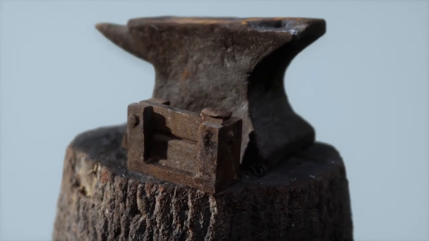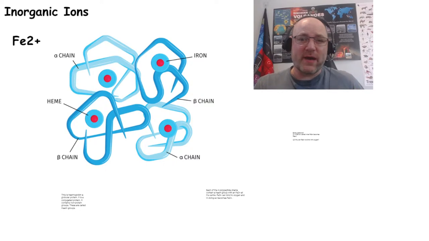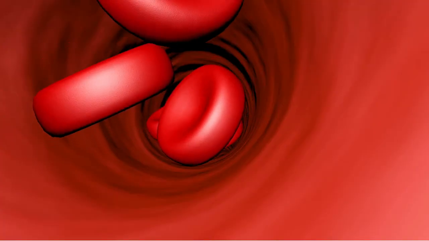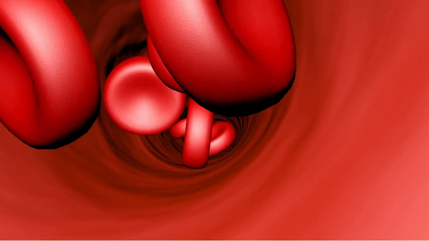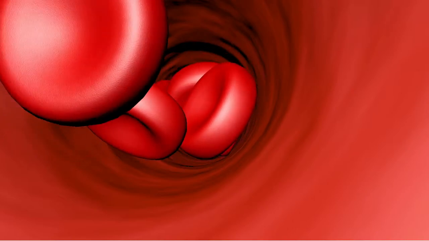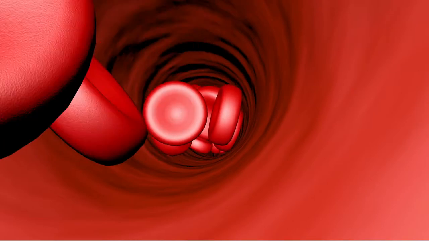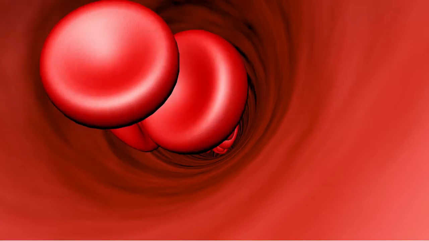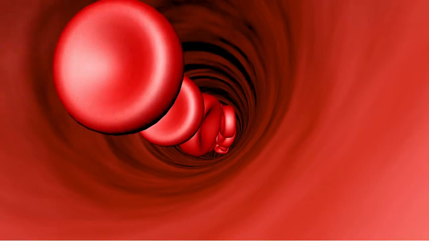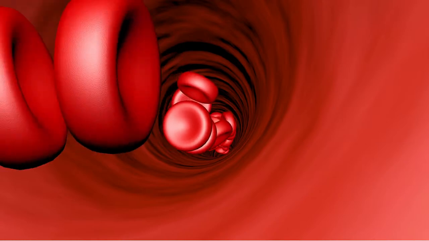But we don't have iron, the metal, in our body. We have Fe2+, and that's different. That's an ion, a charged particle. So it's slightly different. And you're going to find these Fe2+ ions in your blood. Inside your red blood cells, you have a protein called hemoglobin, and it has a quaternary structure. This protein is made up of four different chains of amino acids, four polypeptides, and their three-dimensional shape obviously helps them bind with oxygen.